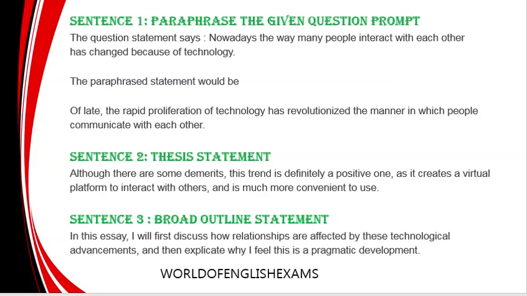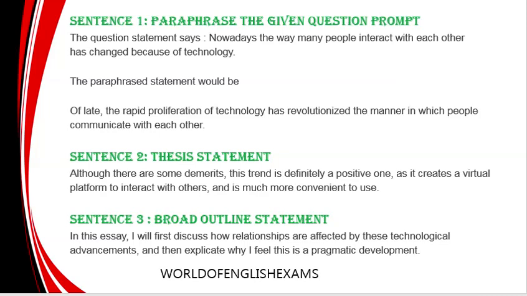Okay, so now let's write the third statement in the introduction, that is known as the broad outline statement. So in this essay, I will first discuss how relationships are affected by these technological advancements, and then explicate why I feel this is a pragmatic development. So there are two parts in the essay that I'm going to show the reader. The first thing, I'm going to discuss how relationships are affected by technology. Then I will tell why I feel this is a pragmatic and very practical development. So this is how I write the outline statement.